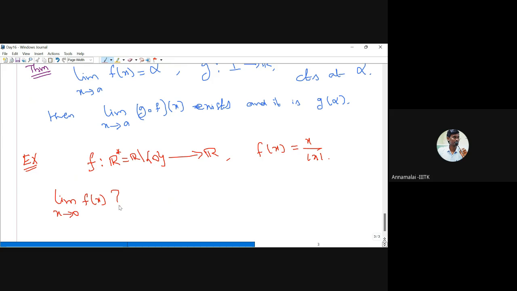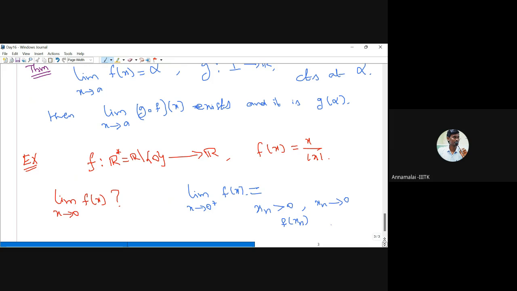So first we have to find the right hand limit. So limit x goes to 0 plus f of x. What is the meaning of this? If you take any sequence xn which is greater than 0, but xn converges to 0, then f of xn converges to the limit of f of xn, that is the right hand limit. So all the xn's are positive, but xn converges to 0.